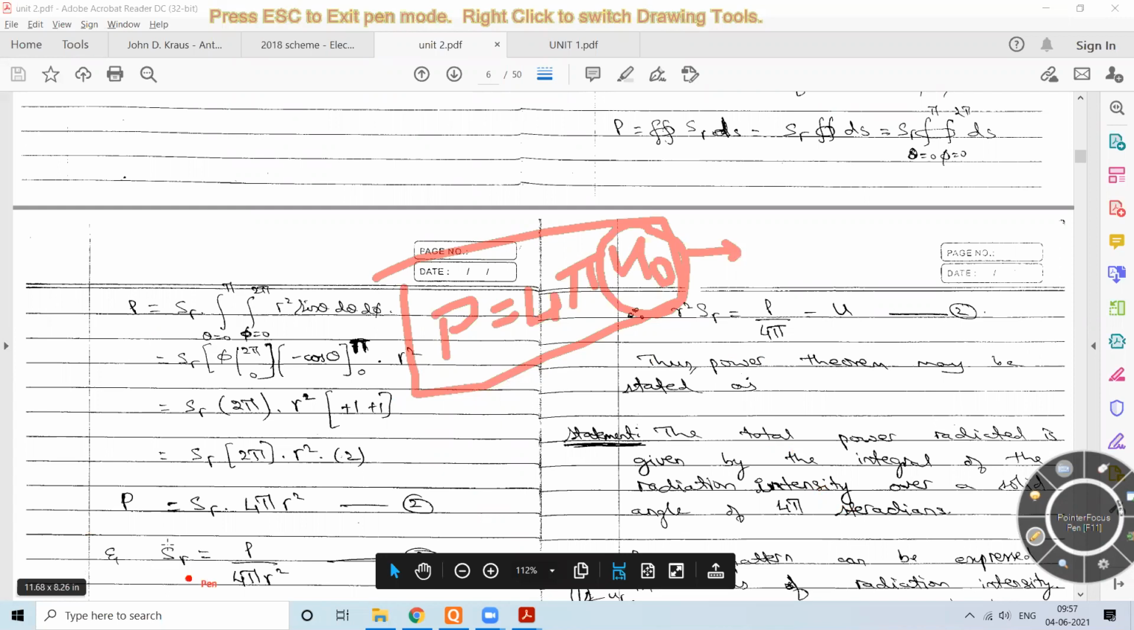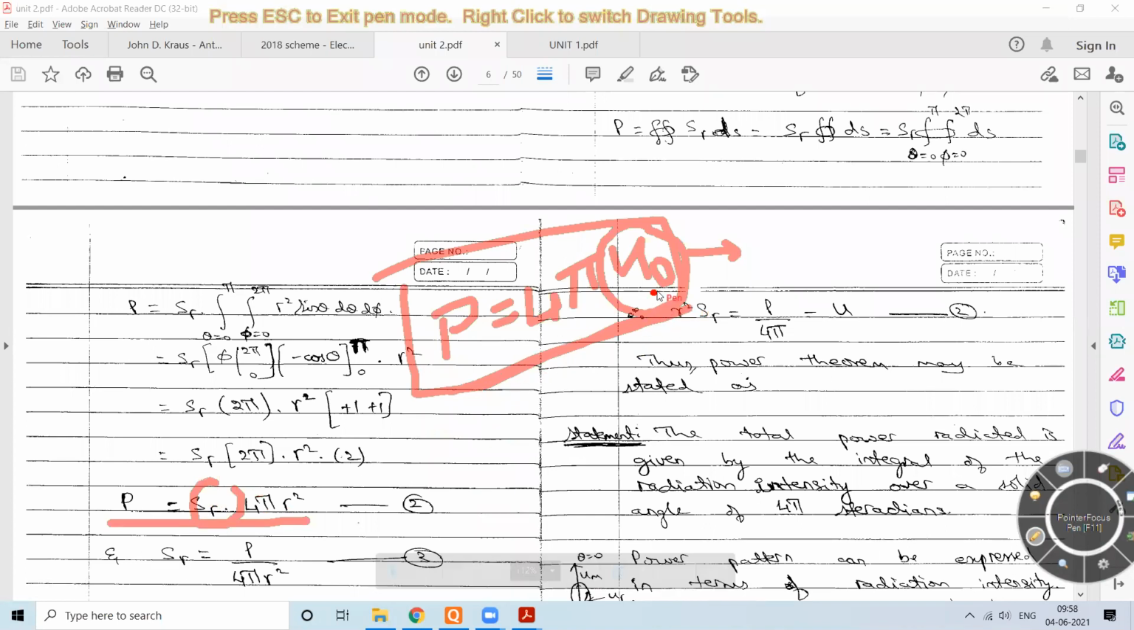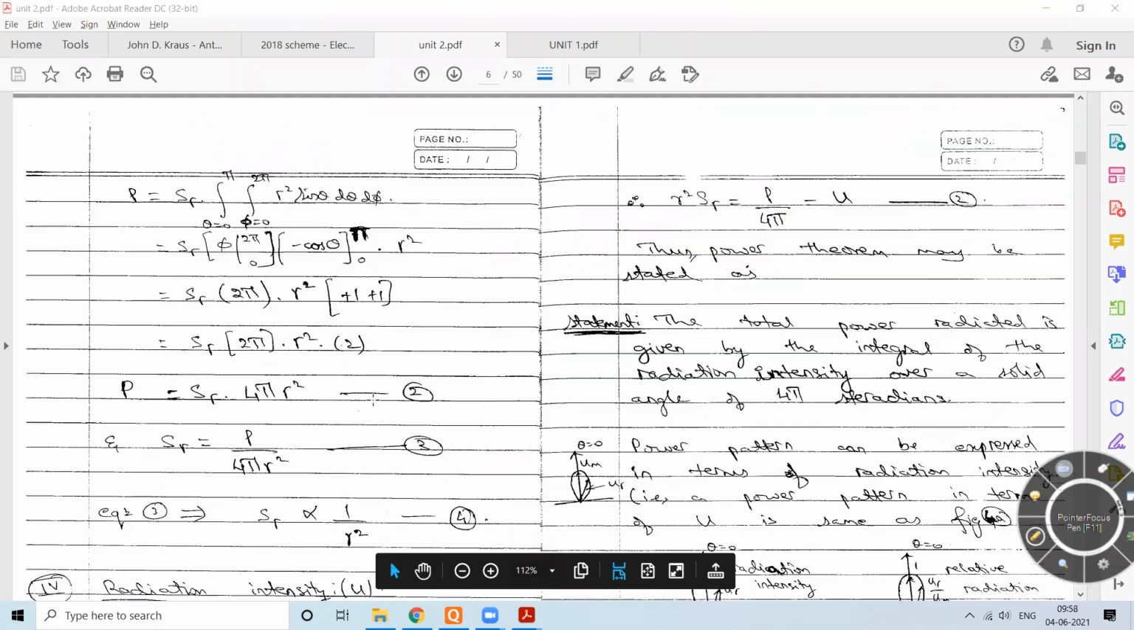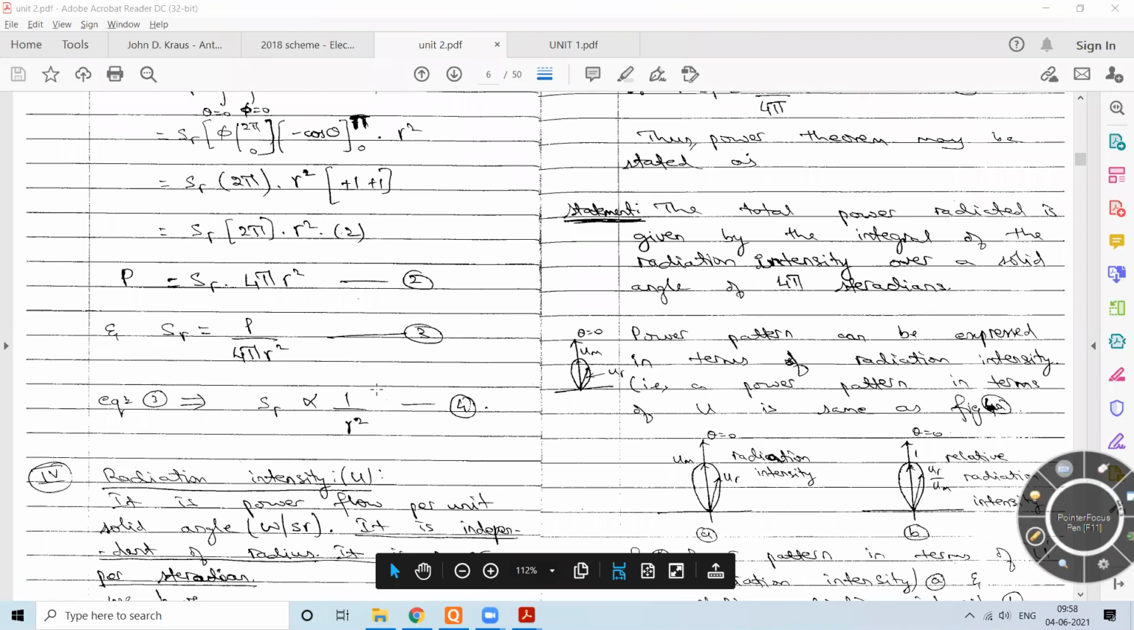So here we have two equations. One is the total power in terms of power density, which is S_r into 4 pi r square, and the other is the total power in terms of radiation intensity, which is 4 pi into U naught. So this is the power theorem in terms of power density and the power theorem in terms of radiation intensity.